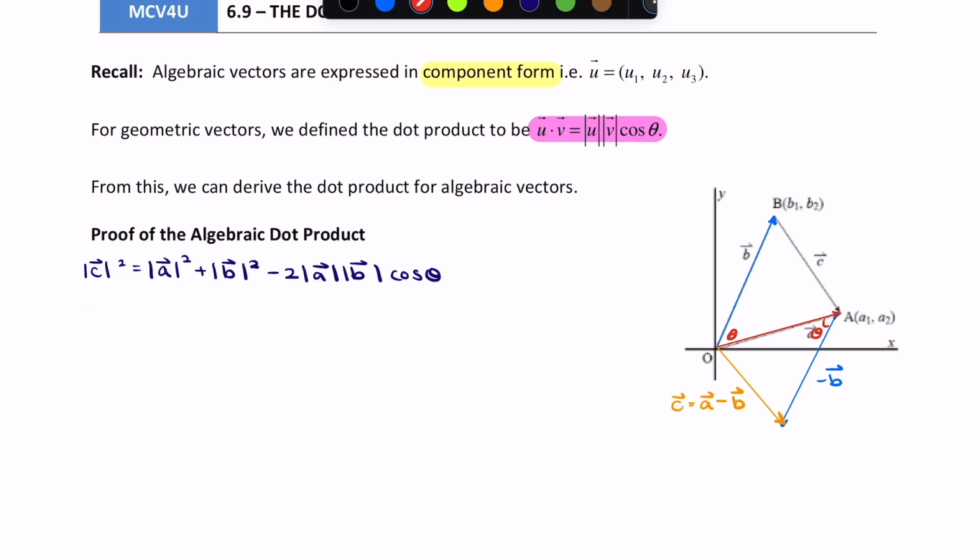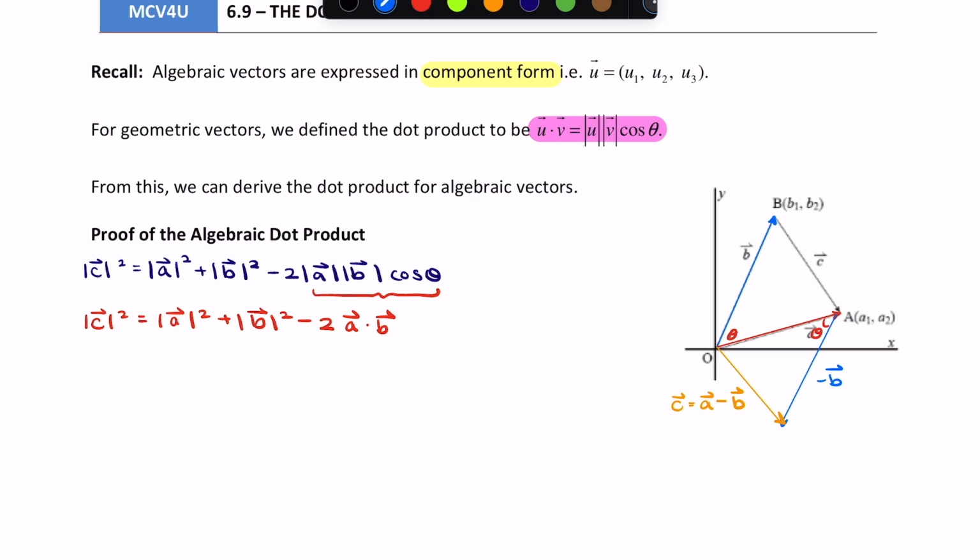So here we can rewrite it as the magnitude of vector c squared is equal to a squared plus b squared minus 2, and this magnitude of a times magnitude of b times cos theta, we can represent as the dot product of vector a and vector b. We see that based on our geometric vector equation that we saw up there.